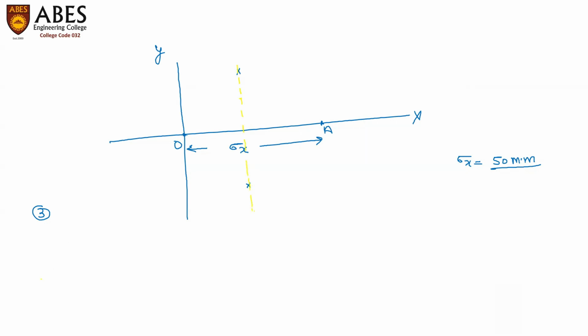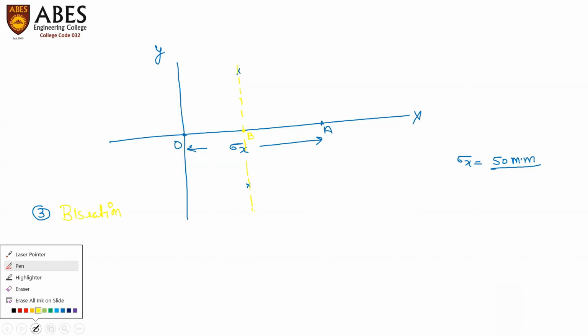Step number three stands for bisection. Step number four stands for, now bisect this line OA with point B on the x-axis. Now measure the value of either OB or BA as a radius and draw a circle.